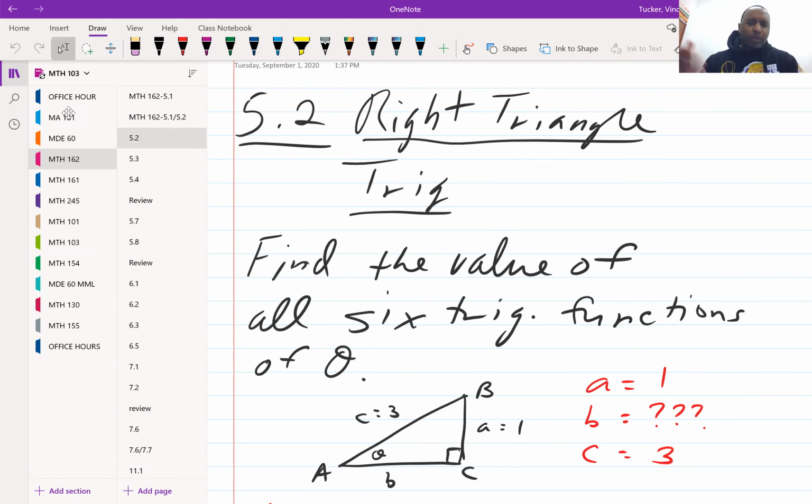Last class we ended, I think we were missing C. This time we're missing side B, but still the same directions as the last problem we left off with. We want to find the value of the 6 trig functions. They give us side C to be 3, and side A to be 1. So we'll use the Pythagorean theorem to find side B.